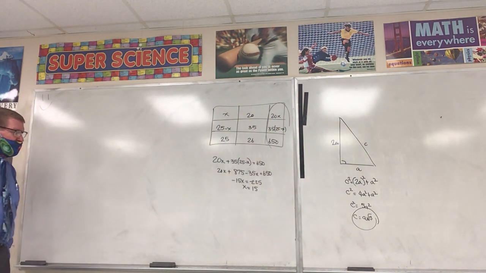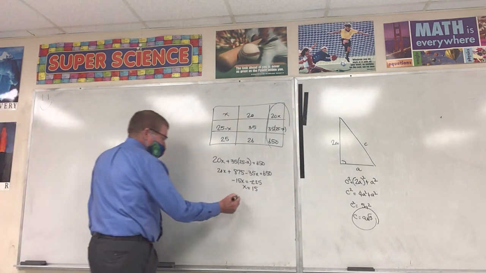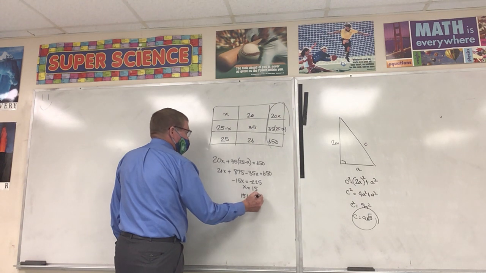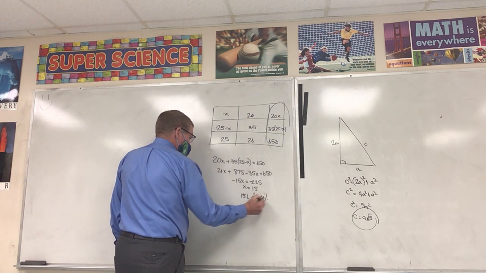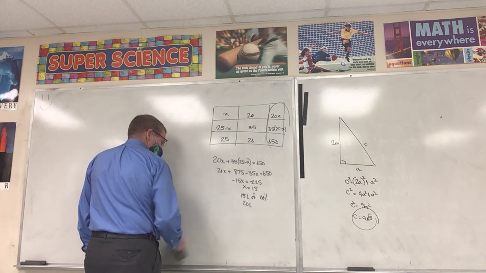So we got 15 liters of, is it liters? Liters of 20%, and then 10 liters of 35%. Whoops, 10.